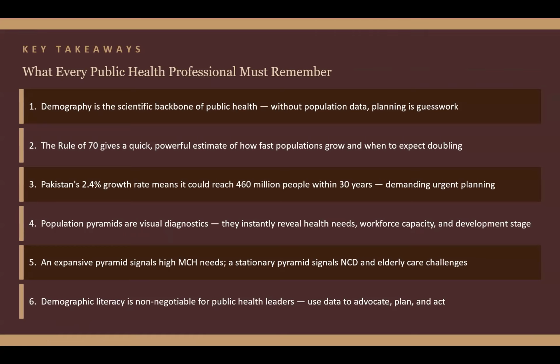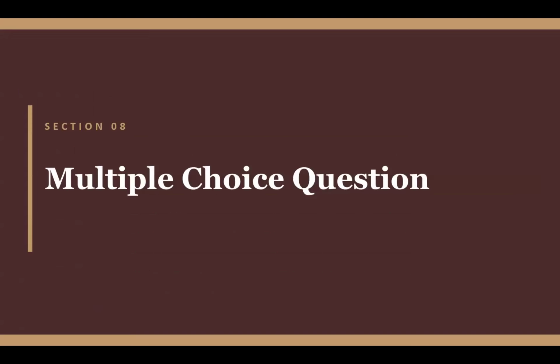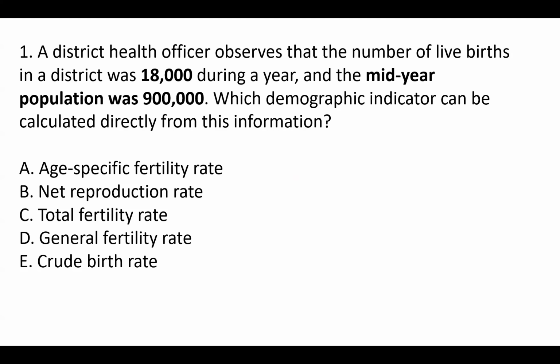An expansive pyramid signals high MCH needs. A stationary pyramid signals NCD and elderly care challenges. Demographic literacy is non-negotiable for public health leaders. Use data to advocate, plan, and act. So now we come to the multiple choice question portion of the presentation.